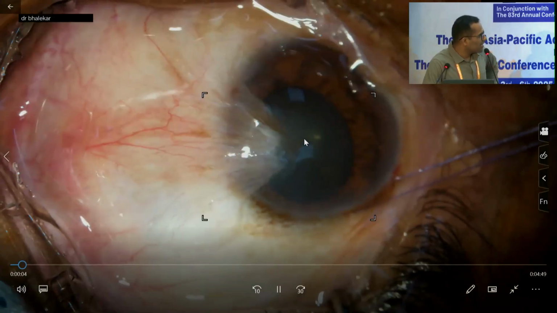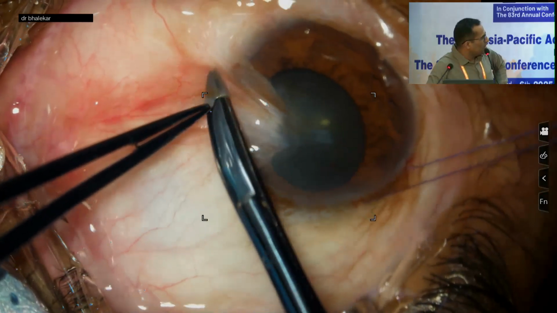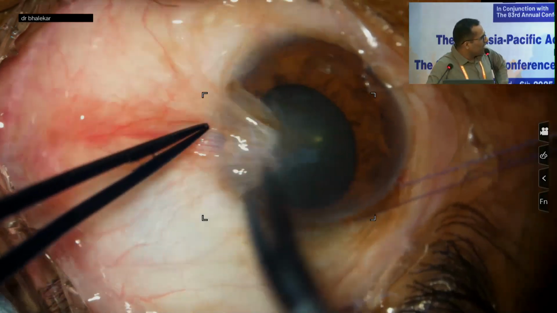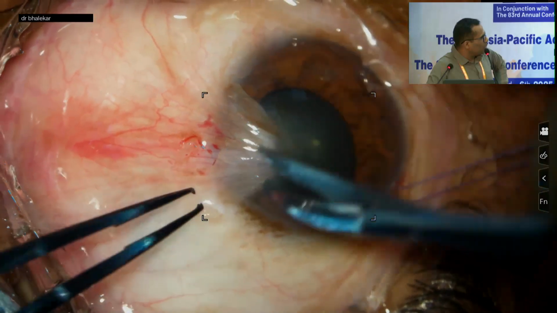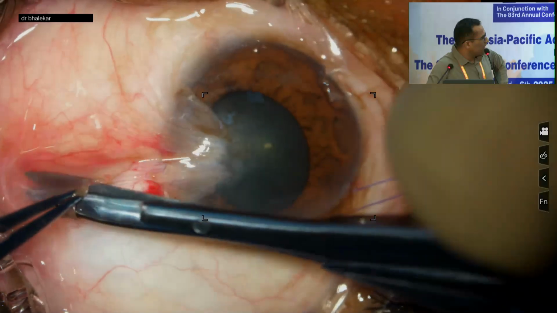Once we inject lignocaine with adrenaline, I usually inject beneath the pterygium. In a similar way, I try to undermine, like Ikeda showed, and separate the subconjunctival tissue from the overlying conjunctiva.